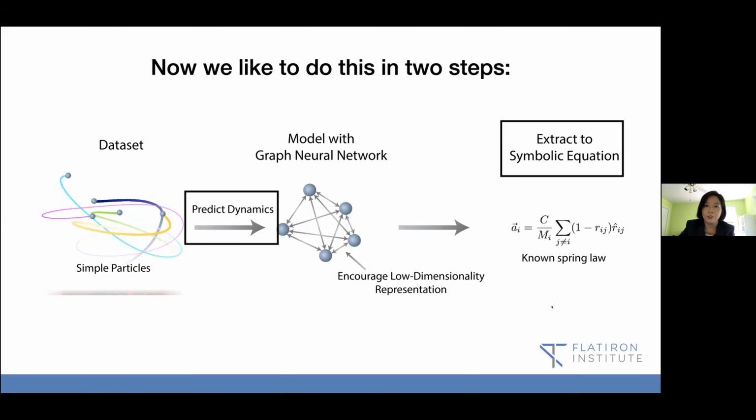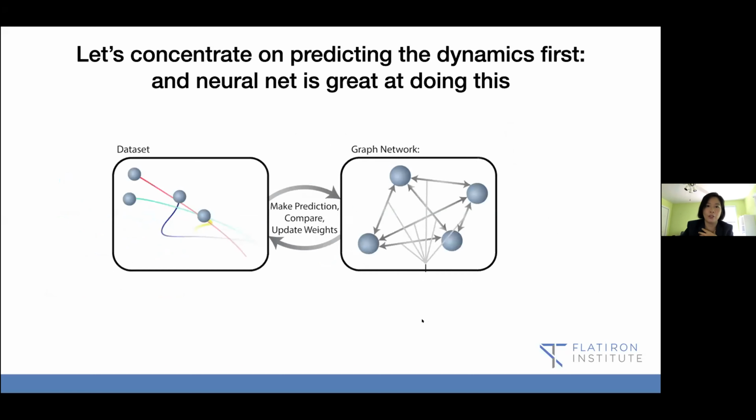So the cool idea here to remember is, how do you take a network that can make really good predictions and combine it with symbolic regression to extract equations we don't know about the actual system that the network has observed and can predict really well. All right, so that's what we're going to do today. But let's concentrate on the predicting dynamics part. And neural nets are great at this. You guys all know this. They can make great predictions.